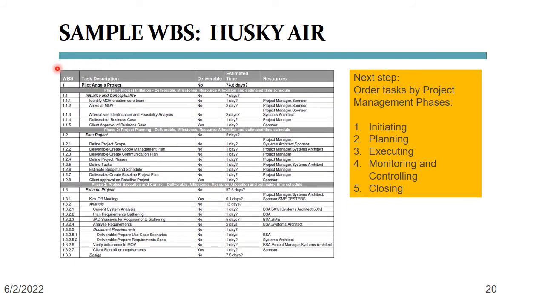Remember the instructor case study on building a pilot scheduling system for Husky Air? Here is what the work breakdown structure looks like. In the first column, we see the WBS number. It shows us the level at which the task is located in the WBS tree. Next, we see the task description.